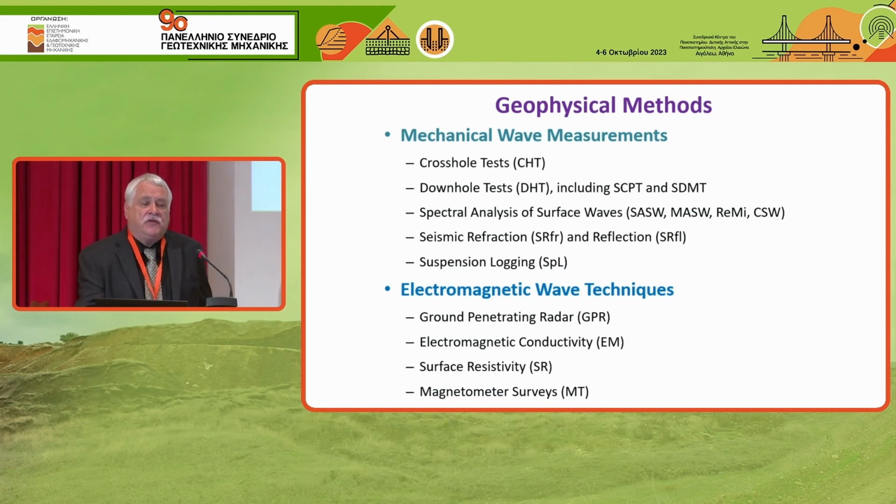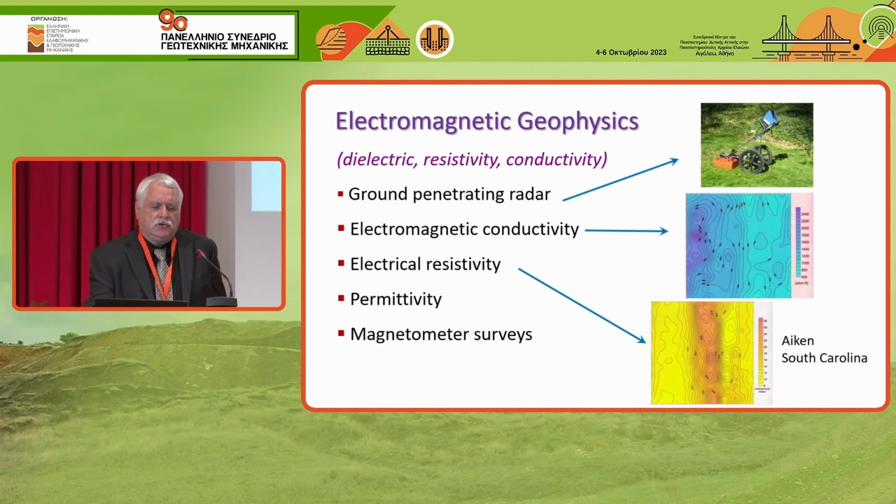We also have now geophysics methods. We have mechanical wave measurements, and we have electromagnetic waves. Those can be more or less distinguished by the frequency content. The mechanical waves are typically in the 1 hertz to 200 hertz range. Electromagnetic waves are probably in the megahertz to gigahertz range. Those include, say, dielectric measurements, resistivity, electrical conductivity. You might know them as ground penetrating radar, electromagnetic conductivity, resistivity, and so forth.